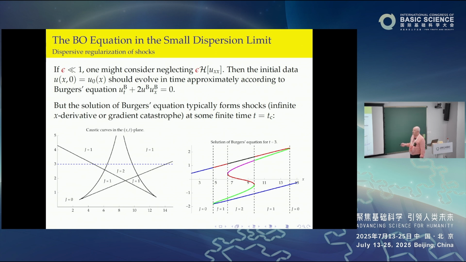But that's actually not what happens with the Benjamin-Ono equation. What we're adding is not diffusion, it's some kind of dispersion. And that affects the way that this shock wave in the Inviscid-Burgers approximation gets fixed or regularized over time, okay? So anyway, this is kind of the picture of what happens if you naively solve the Inviscid-Burgers equation.